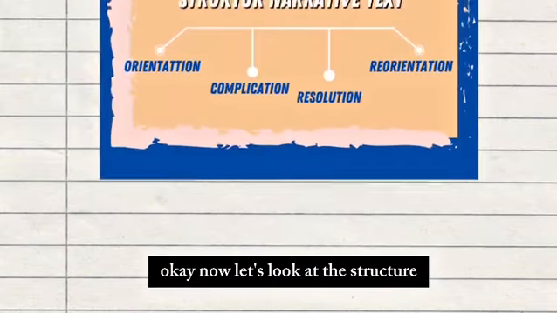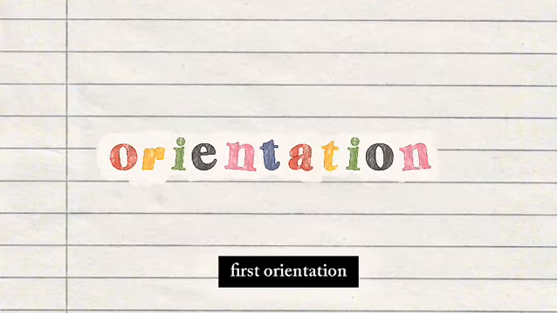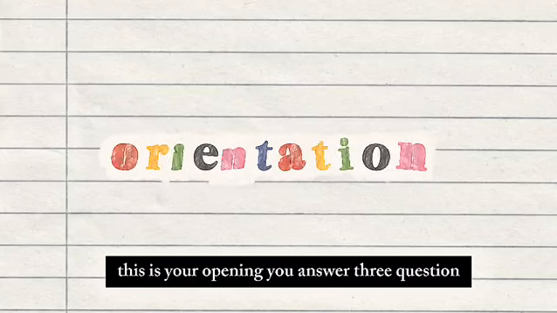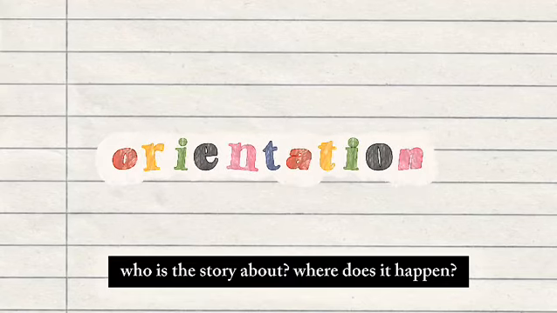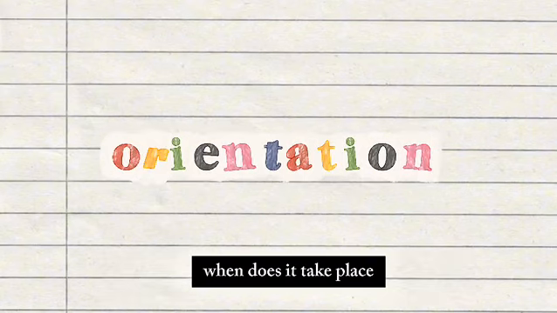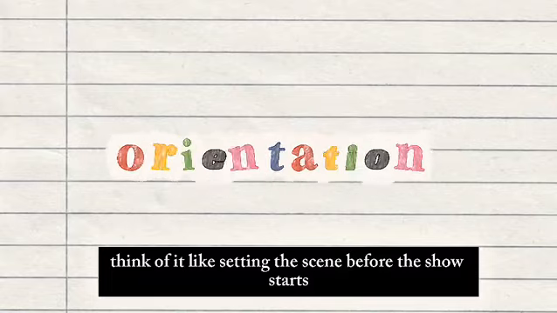Okay, now let's look at the structure. Every narrative text has three parts. First, orientation. This is your opening. You answer three questions. Who is the story about? Where does it happen? When does it take place? Think of it like setting the scene before the show starts.